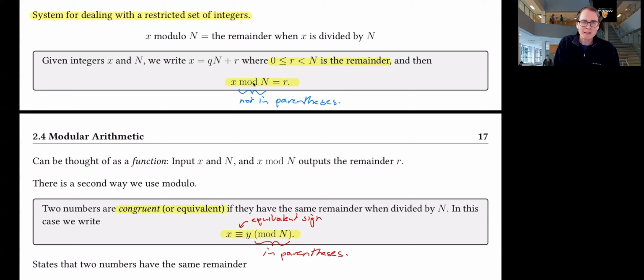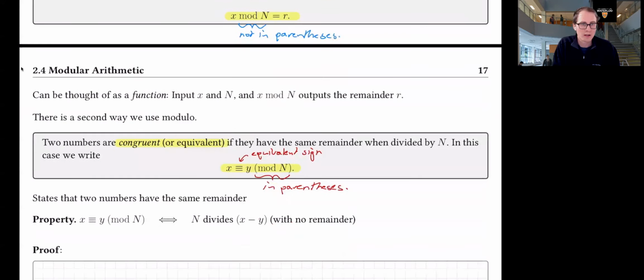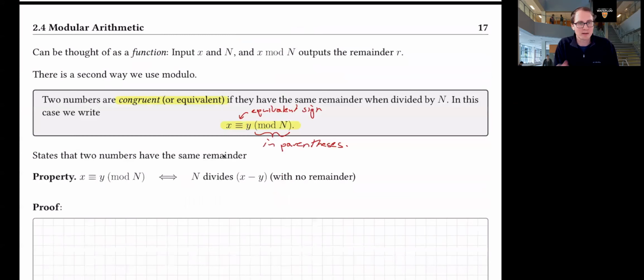So when we write x mod n, think of that as a function. It actually outputs something new, which is r. When instead we write x is equivalent to y, and then in parentheses mod n, we're just saying that these two numbers, whatever they are, they don't have to be mod n numbers, are equivalent. They have the same remainder if I were to divide them by n. But it doesn't modify x and y in any way. It's not a function. It just is a statement about those two numbers. It states that two numbers have the same remainder.